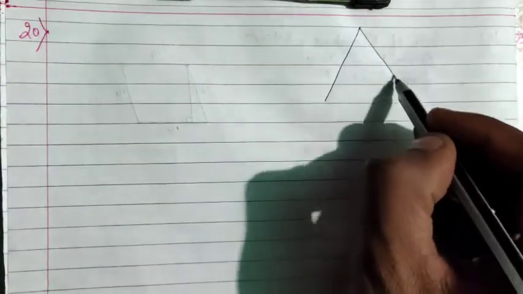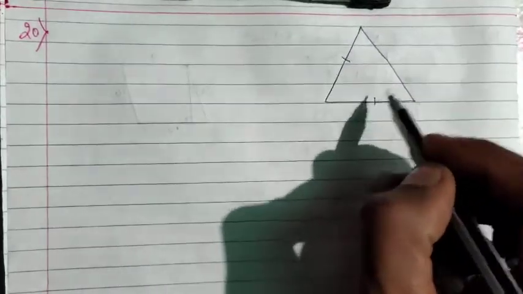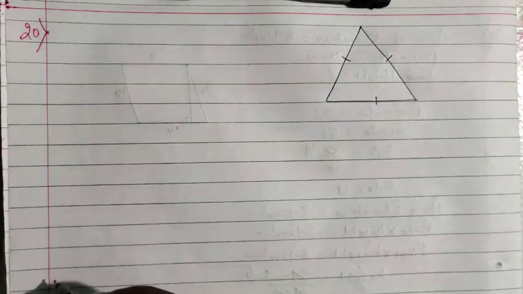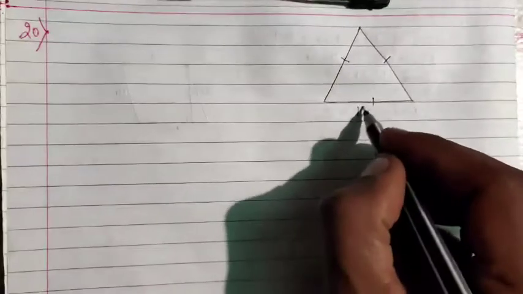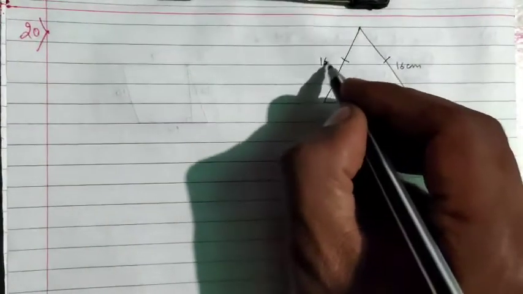Question number 20 is saying find the area of an equilateral triangle. As we all know, an equilateral triangle is a triangle whose all sides are equal. All three sides are equal. This type of triangle is known as an equilateral triangle. Find the area of an equilateral triangle whose each side is 16 centimeter. It means every side is 16 centimeter.